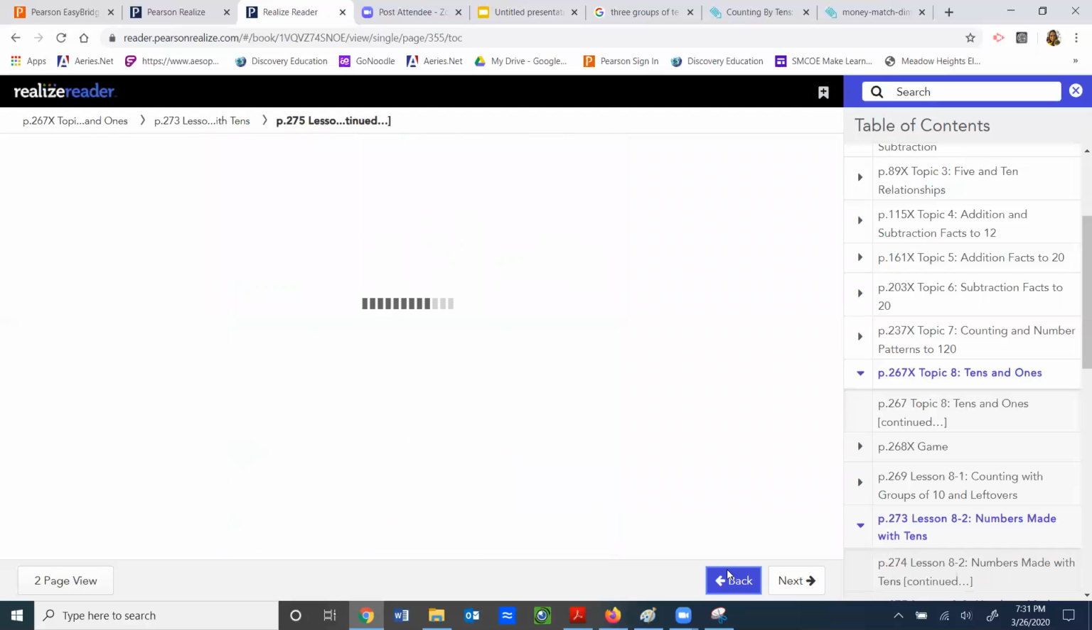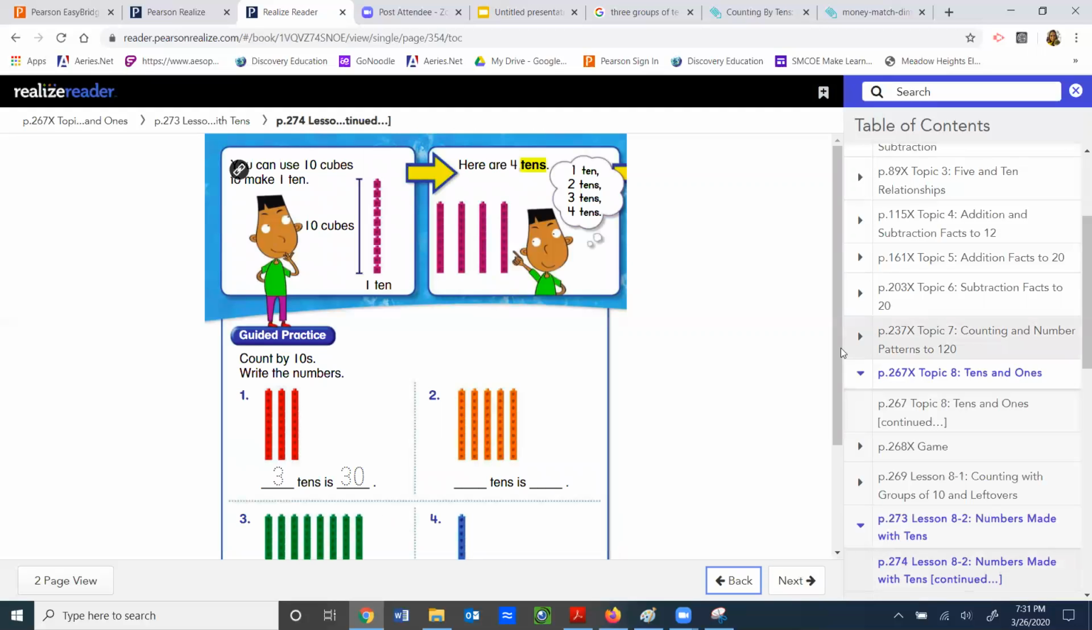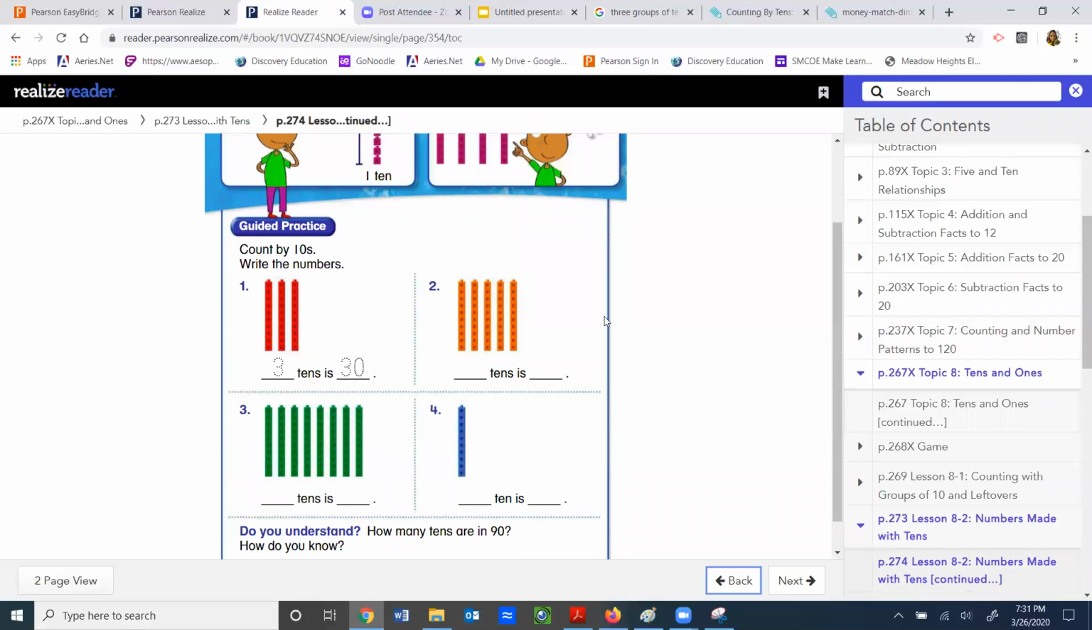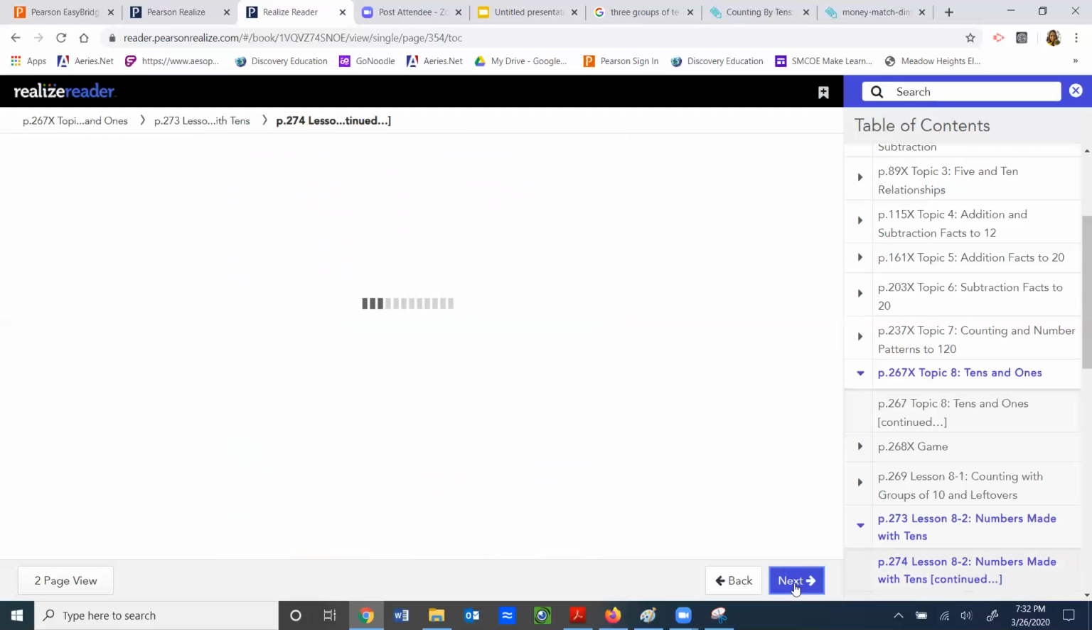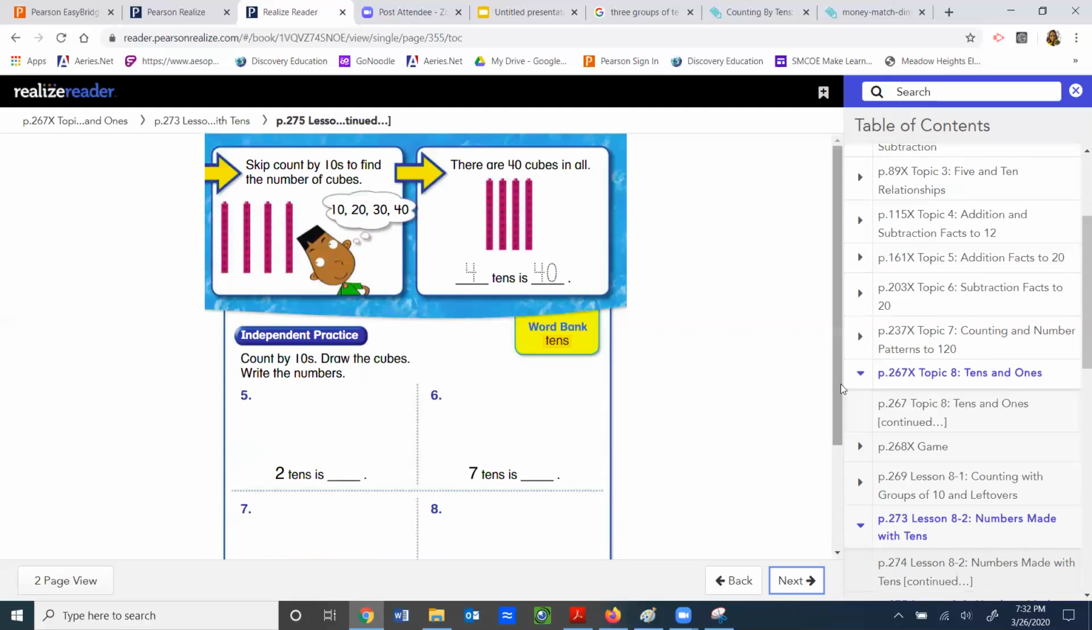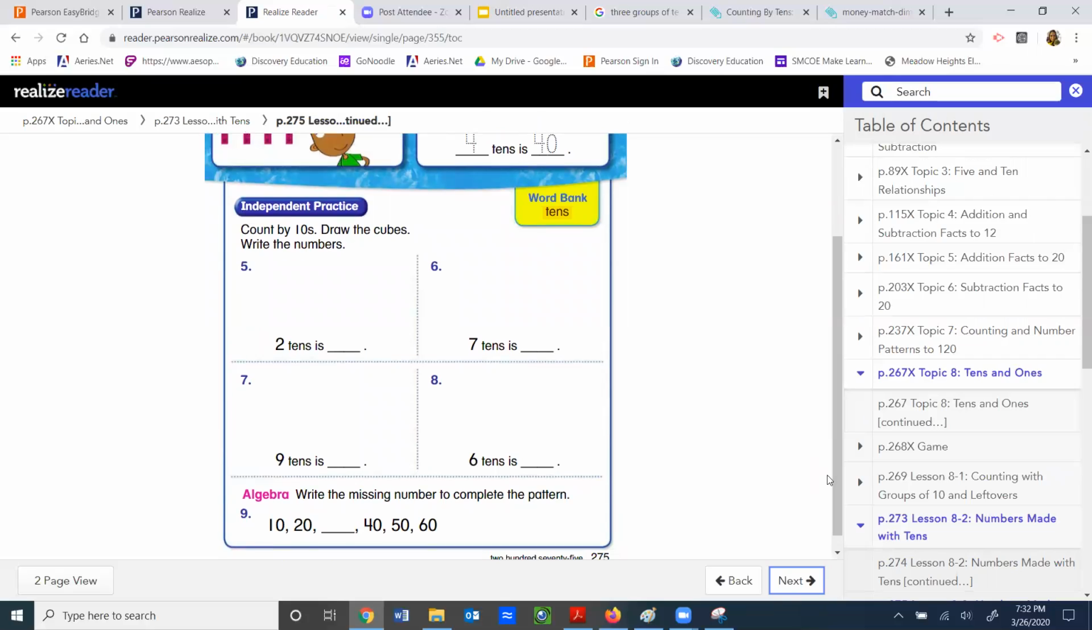Now, if we go back to numbers 1, 2, 3, and 4, we see pictures of sticks. So in class, we briefly practiced drawing just a straight line to represent a stick of 10. You are welcome to do that. I think that would probably be the easiest thing to do instead of trying to make 10 little individual cubes. But draw a picture that's going to work for you.